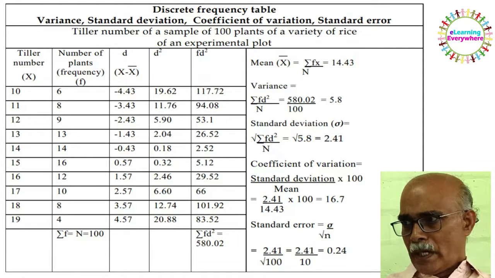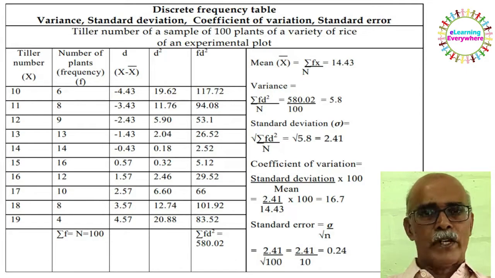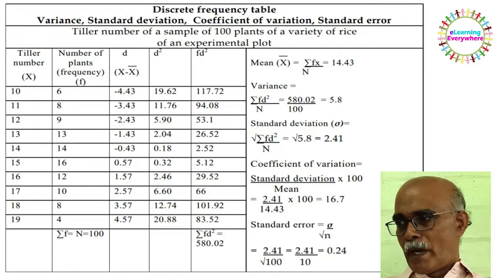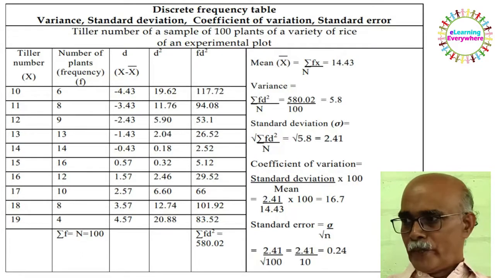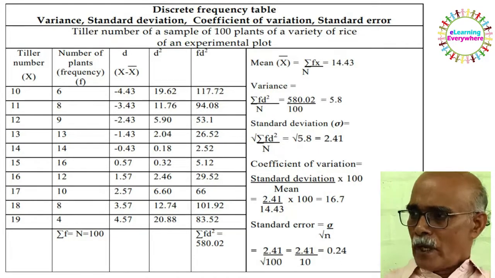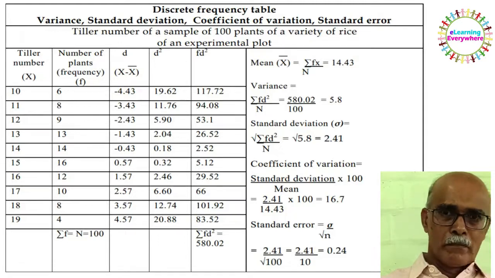The next step is finding d, x minus x bar, for each value of x. You find it one by one: 10 minus 14.43, 11 minus 14.43, and you continue like that up to the end, getting different values of d. And as you know, the next step is finding d square. You find the squares of all the values of d, so that all the values become positive, squaring the deviations.